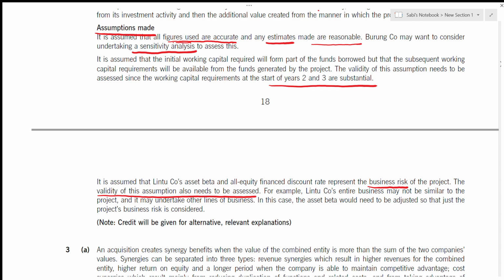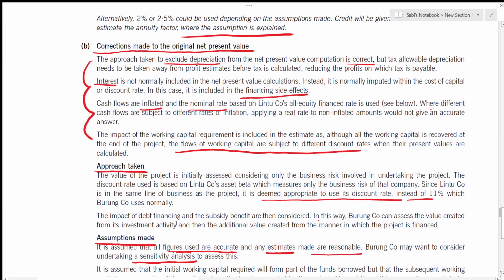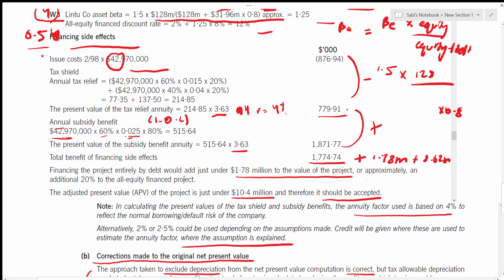That's it. The next is we are left with question 3. That I'll be uploading in the next video. In the next video, we'll be going through question 3 of the specimen.